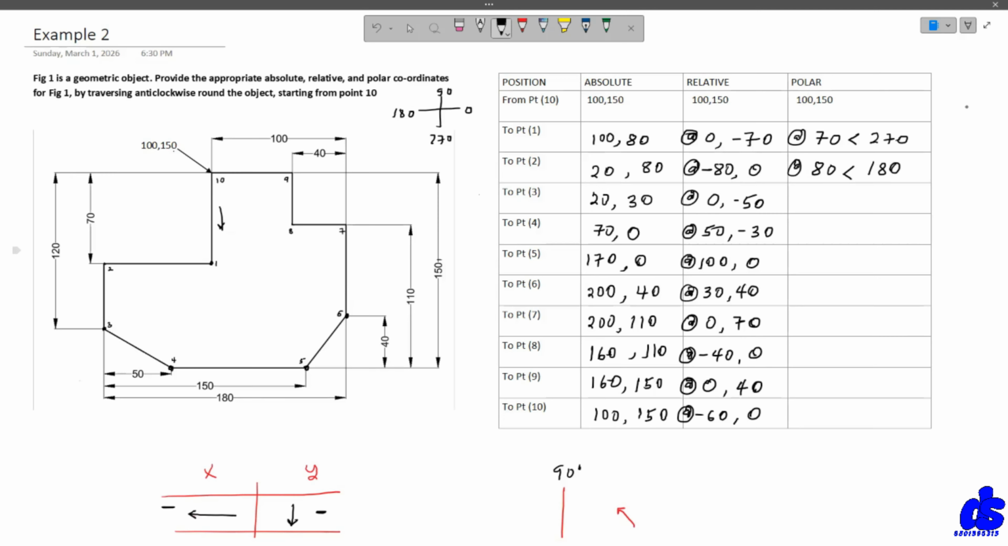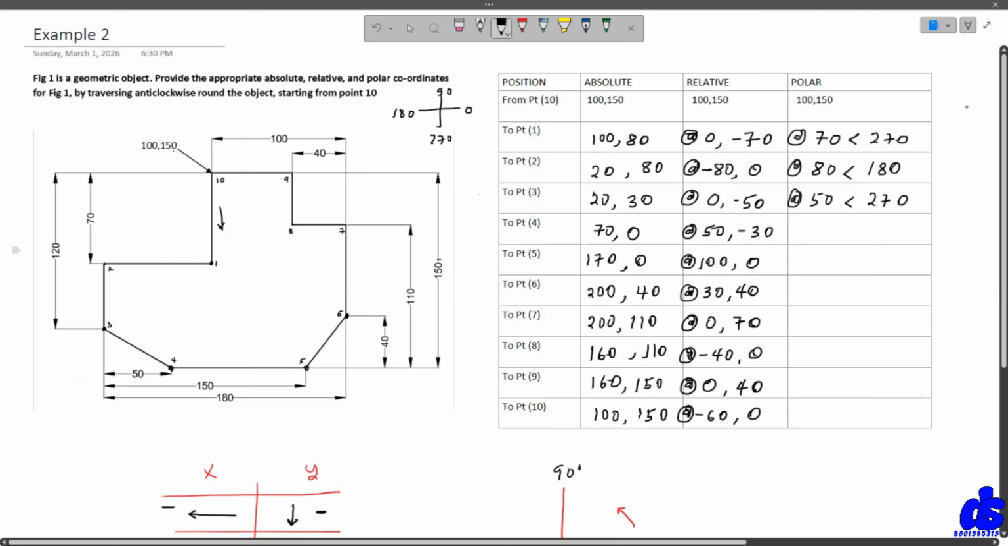Right, so for point 3, you're moving from here to here. The magnitude is 120 minus 70, and that's 50. And the direction, or the angle, is 270 in this direction. So we go ahead and write that one: 50, 270.